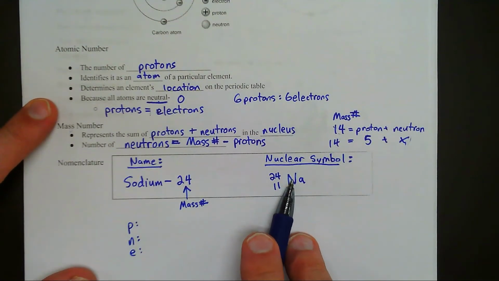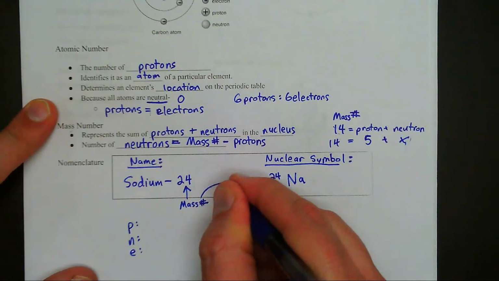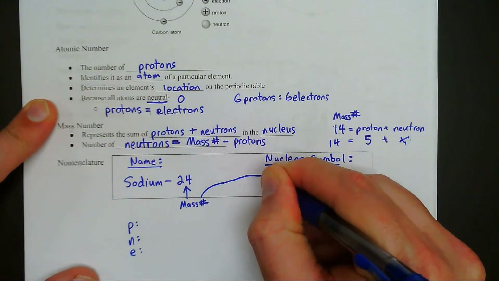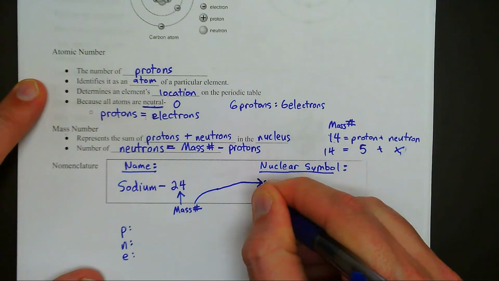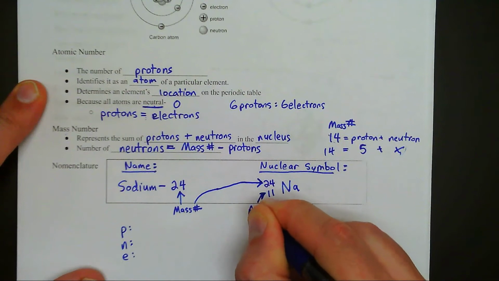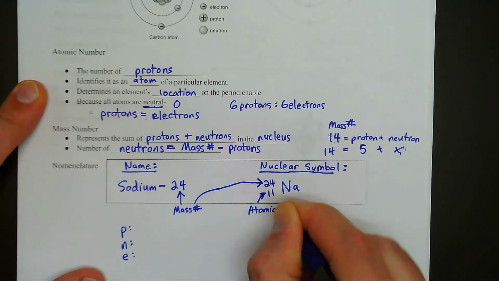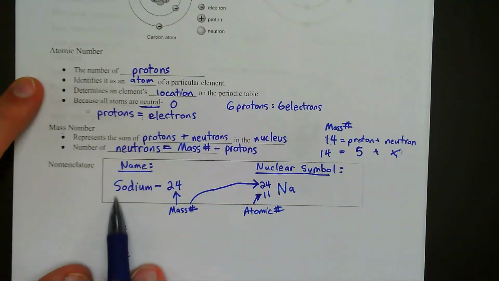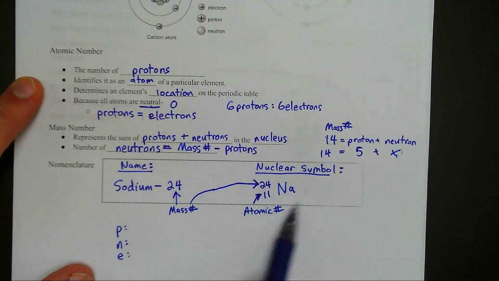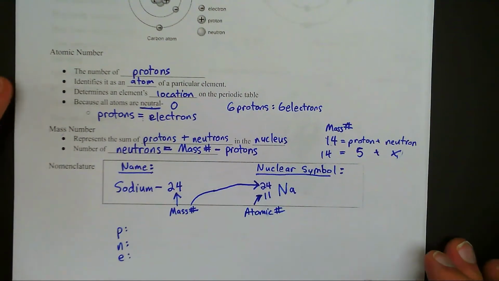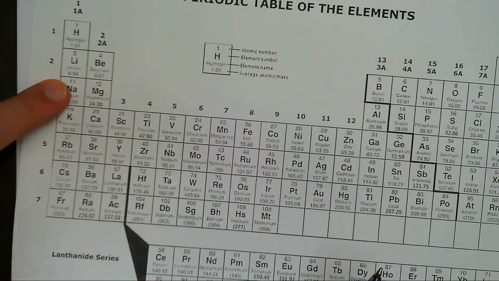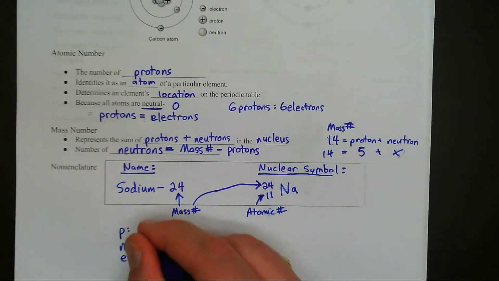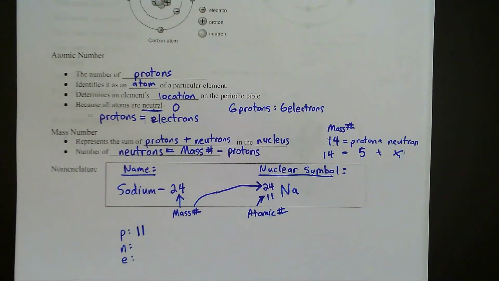Okay? We can do it right here because this is the same thing. That top number is also the mass number. The bottom number is our atomic number. Okay? So if you do it this way, you only have to put one number. If you do it this way, you have to put both numbers. But either way, we can figure out how many protons this has, right? For protons, we look at the periodic table. And for Na, it's number 11. So this has 11 protons.